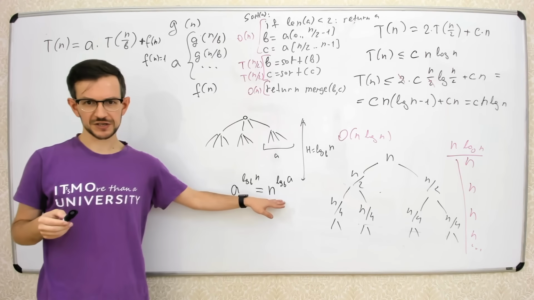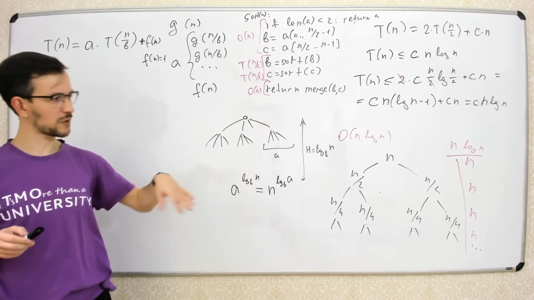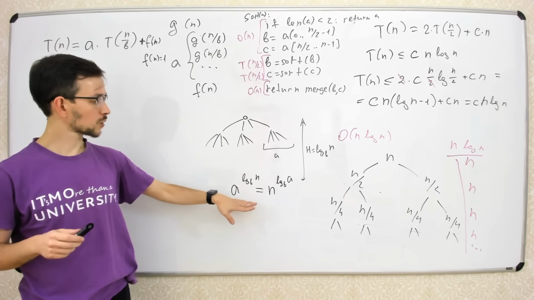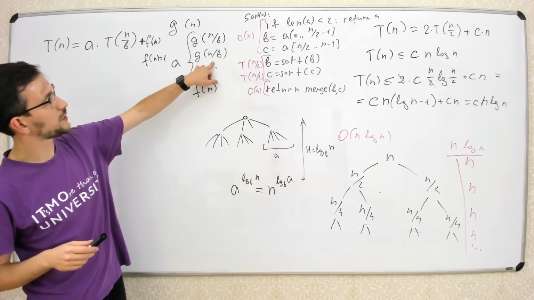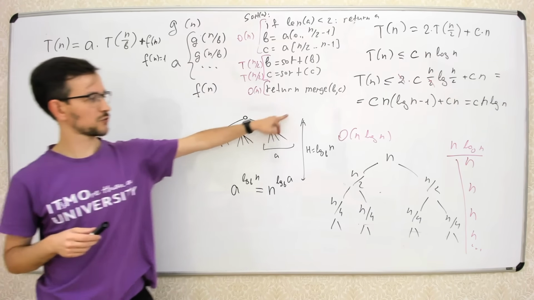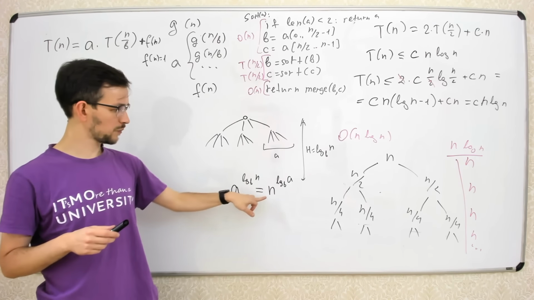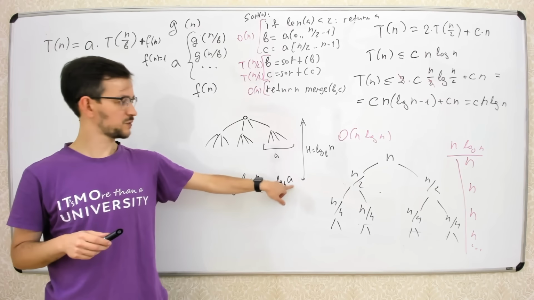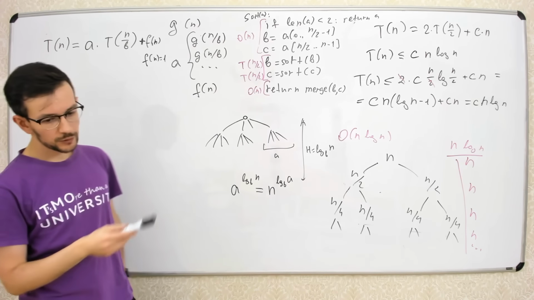Again, we already discussed this. Like we discussed when b equals 2 and a equals 3, but it's just a generalization of this. So when you have branch factor equal to a and you divide the input by b, then the height of this tree will be equal to log base b of n, and the total number of recursive calls will be n to the power of log base b of a.